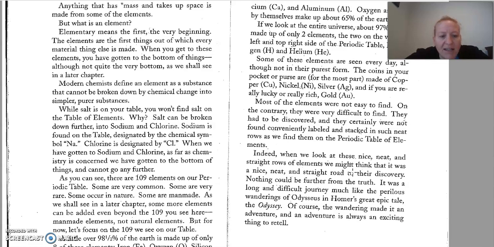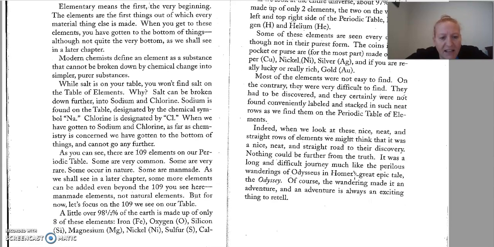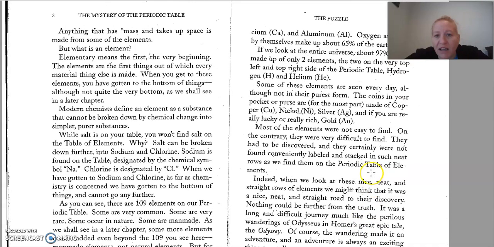A little over 98.5% of the earth is made up of only 8 of these elements: iron, oxygen, silicon, magnesium, nickel, sulfur, calcium, and aluminum. Oxygen and iron by themselves make up 65% of the earth. If we look at the entire universe, about 97% of it is made up of only 2 elements. The 2 on the very top left and top right side of the periodic table, hydrogen and helium.